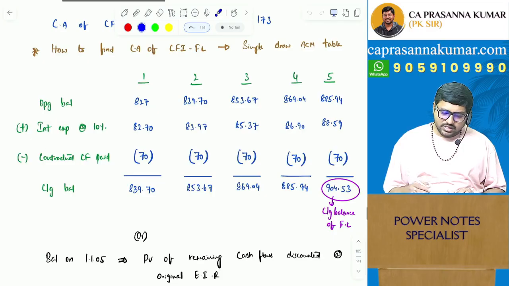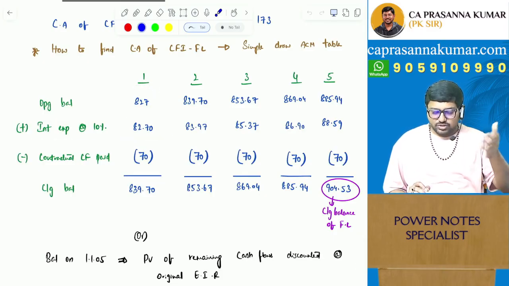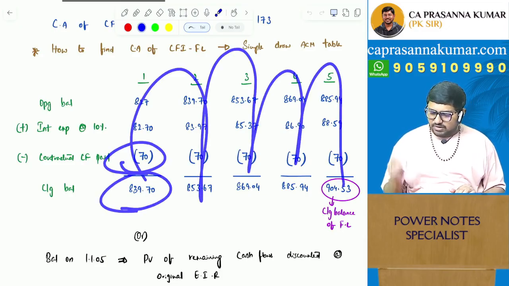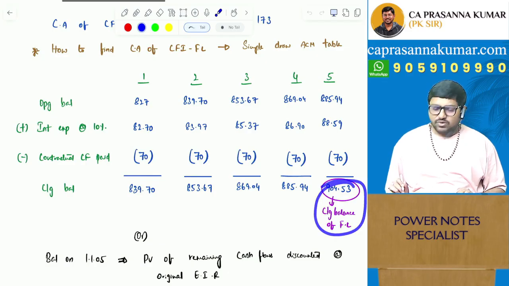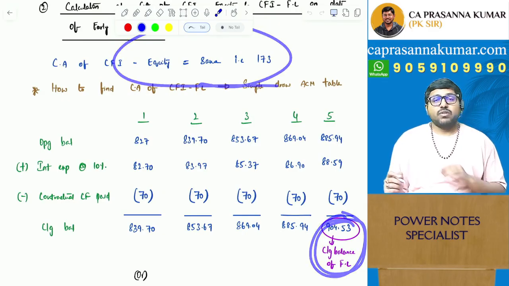So therefore, every single year, opening balance, you will add interest expenditure, you will reduce contractual cash flows, that is coupon rate, and you'll get closing balance. Like that, you will do it for how many years? 5 years. And then finally, you find out the carrying amount. You understand the point?